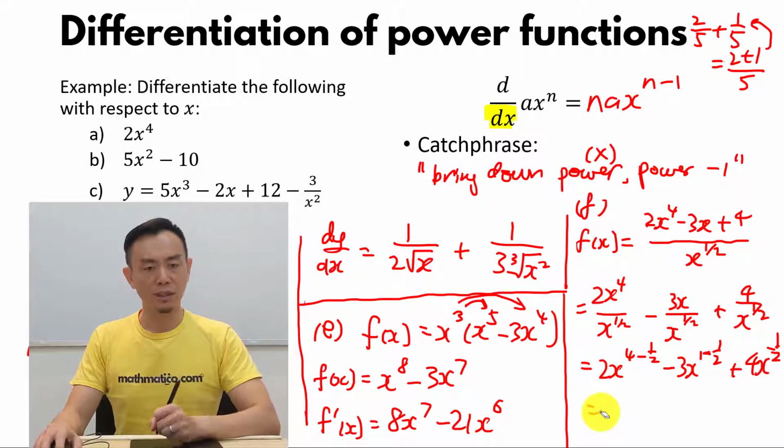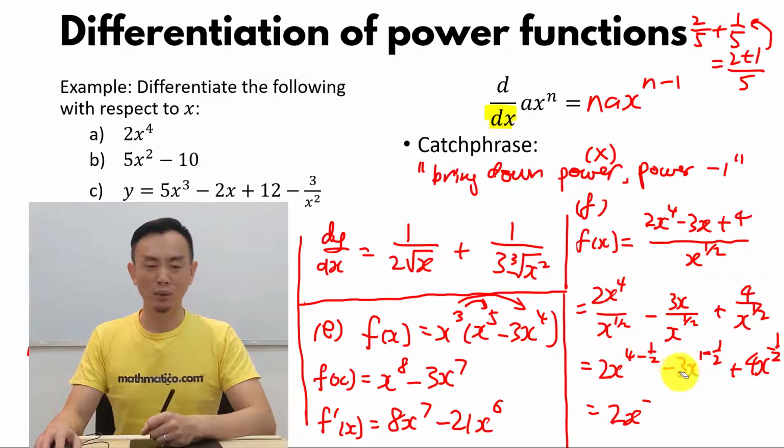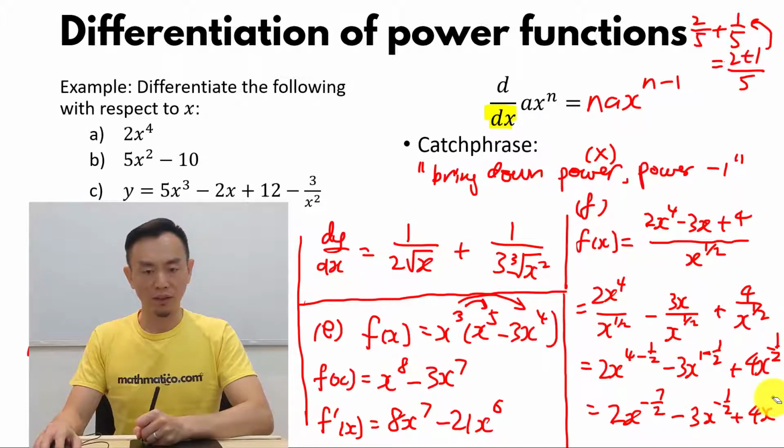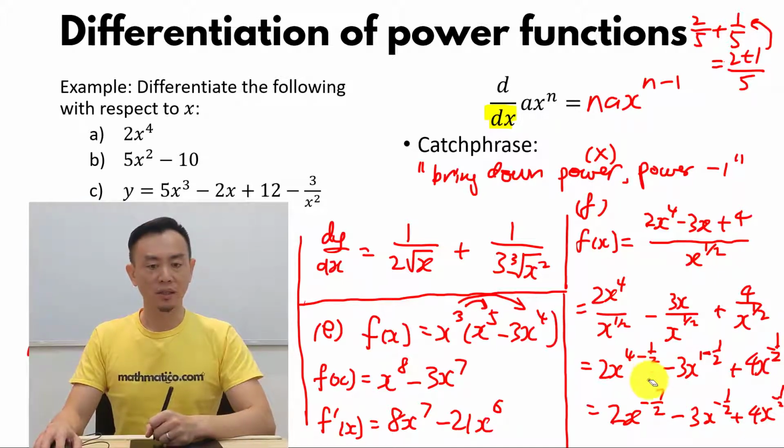So we simplify it further. We get 2x to the power of... it's best to write improper fractions. So I have 8 minus 1 is 7, 7 over 2, minus 3x to the power of negative half plus 4x to the power of negative half. Okay, that's it.